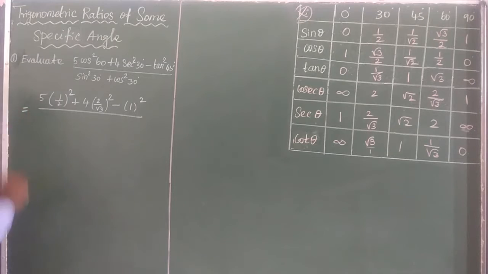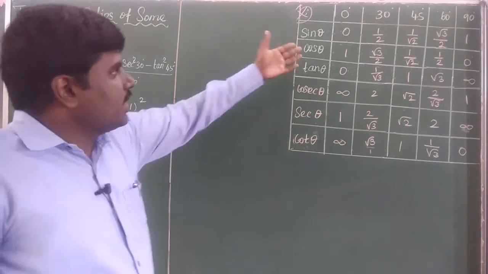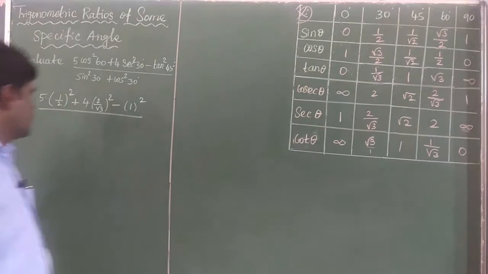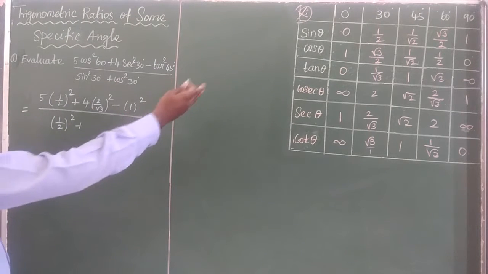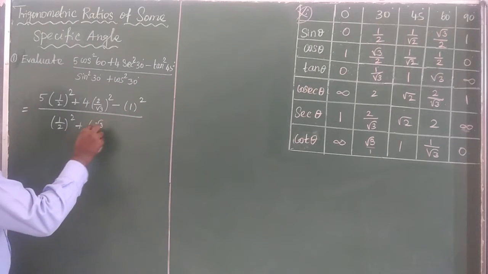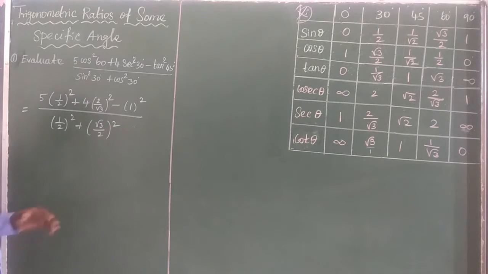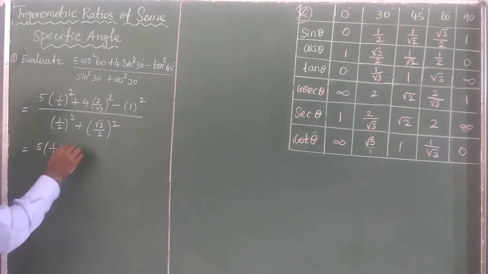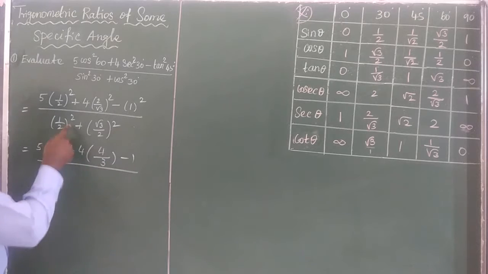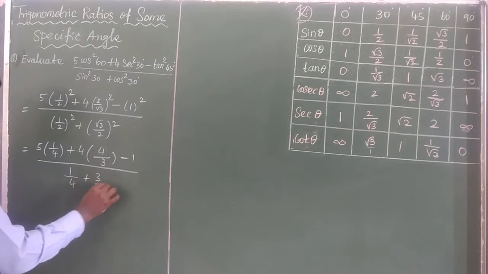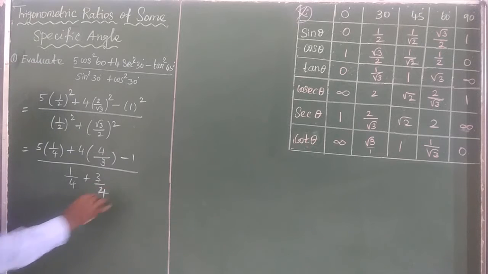Next, what is sin square 30 degree? Sin 30 degree is 1 by 2, so 1 by 2 the whole square, plus cos square 30 degree. Cos 30 degree value is root 3 by 2, so root 3 by 2 the whole square. Now simplify. 5 into 1 by 2 the whole square means 1 by 4, plus 4 into 4 by 3, minus 1, divided by 1 by 4 plus 3 by 4, which is 3 by 4. Is it clear?